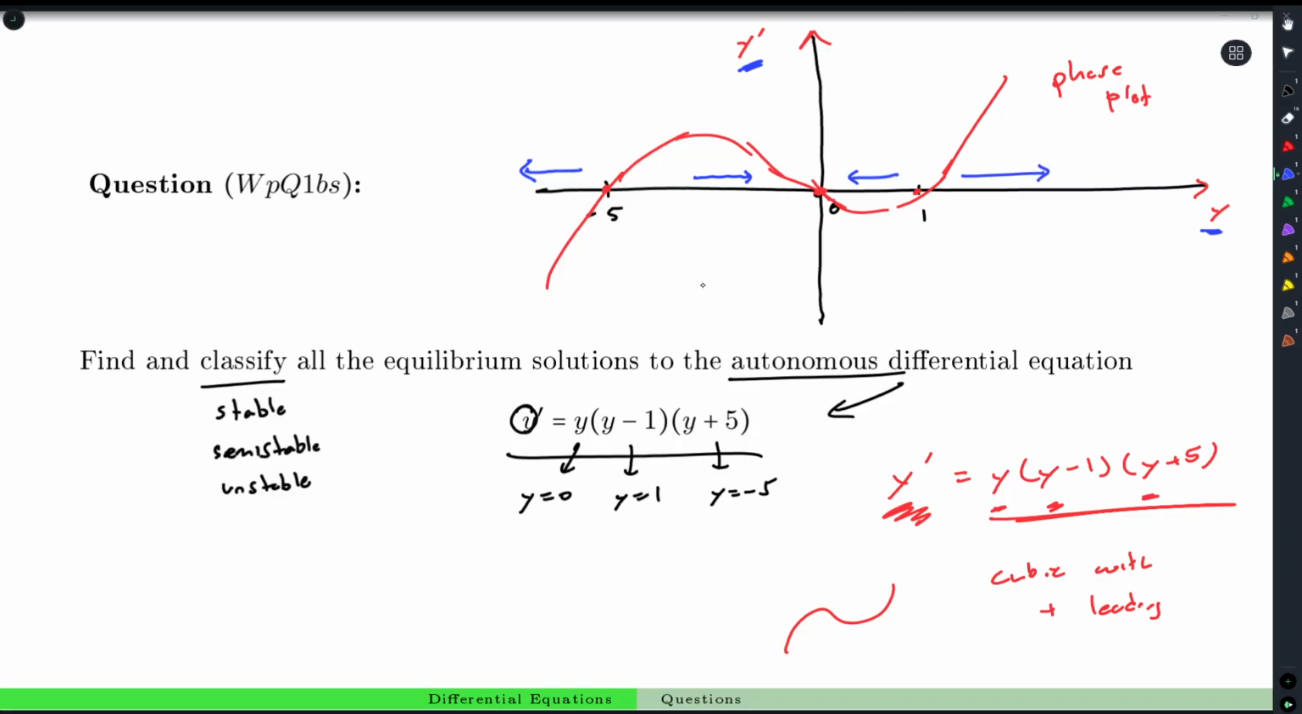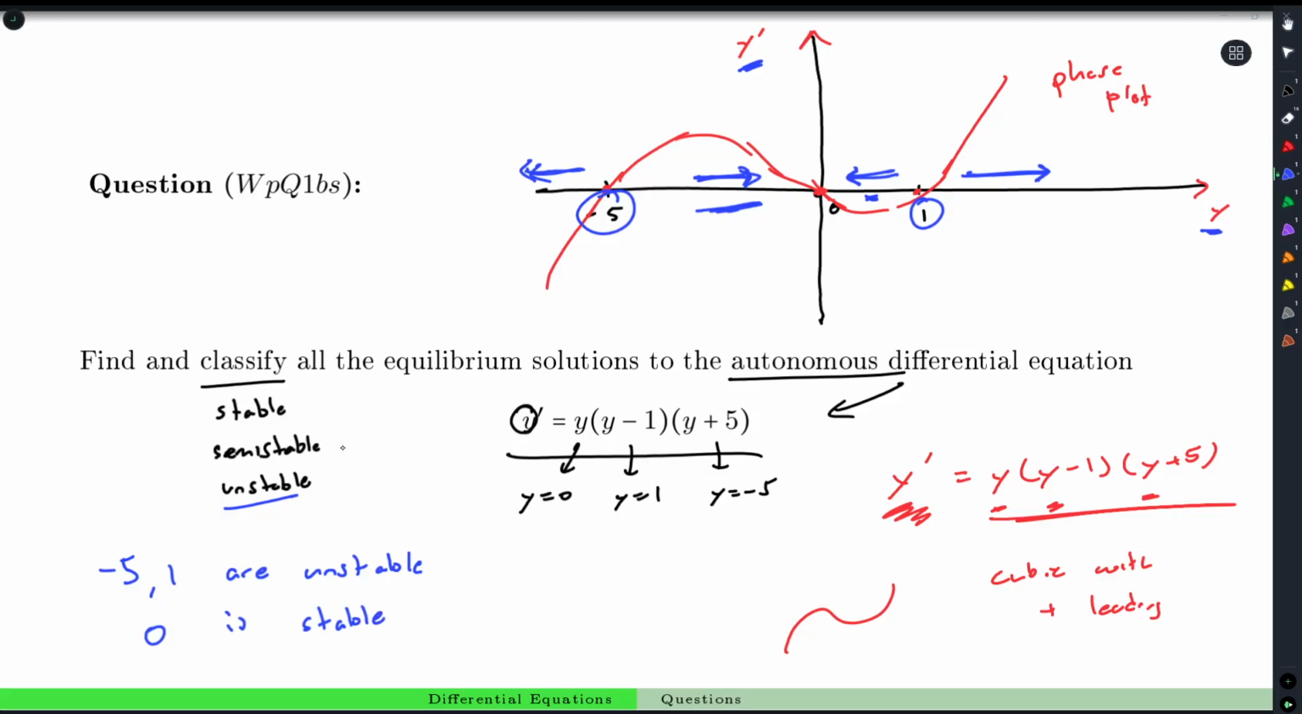All right, so having done this, how can we classify each of these? So -5 and 1 are both unstable because no matter what side you're on, you're moving away from it. Okay, so -5 and 1 are unstable. And 0 here, whether you start on this side or that side, everything is headed towards 0. So 0 is a stable solution.